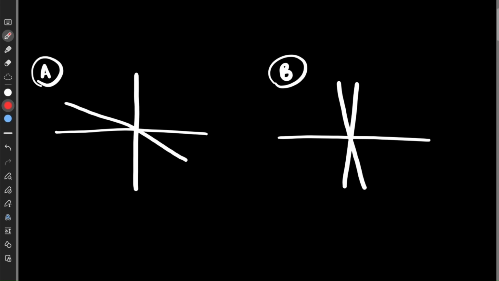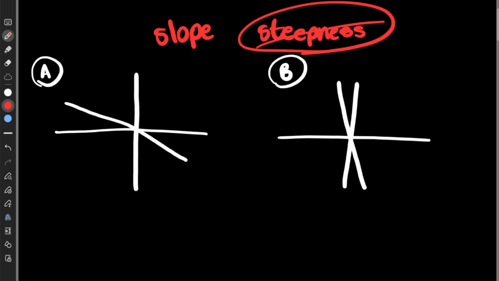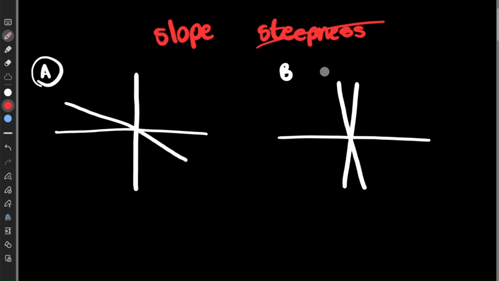Which slope would be greater? Note that I'm saying which slope would be greater. I'm not asking which steepness. I'll give you a second to think about it. The slope which is greater would actually be this one, but B would have the steeper line. Let me explain why that is the case.